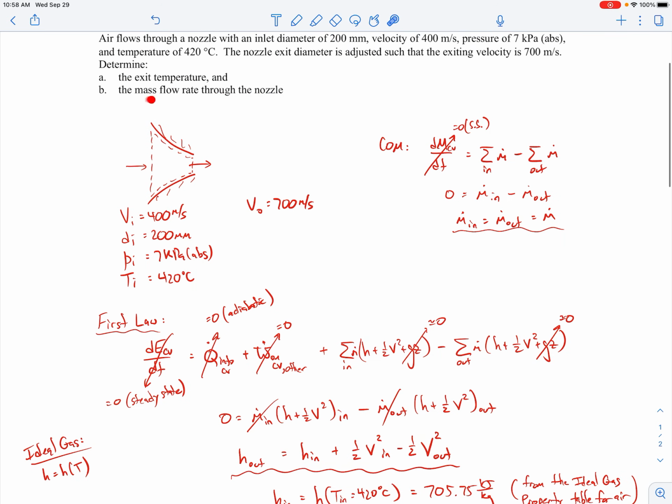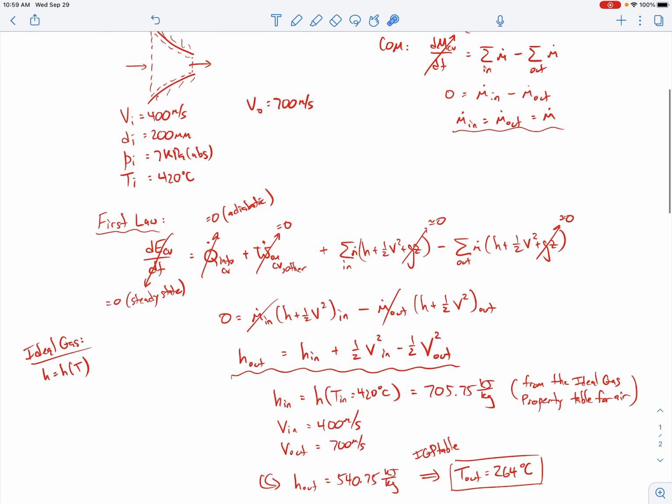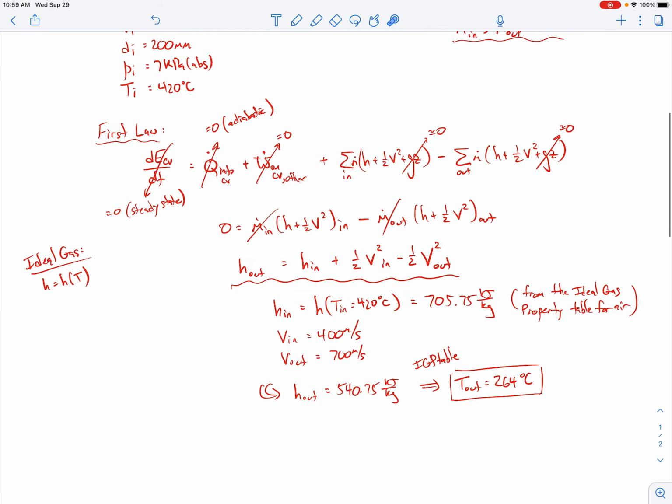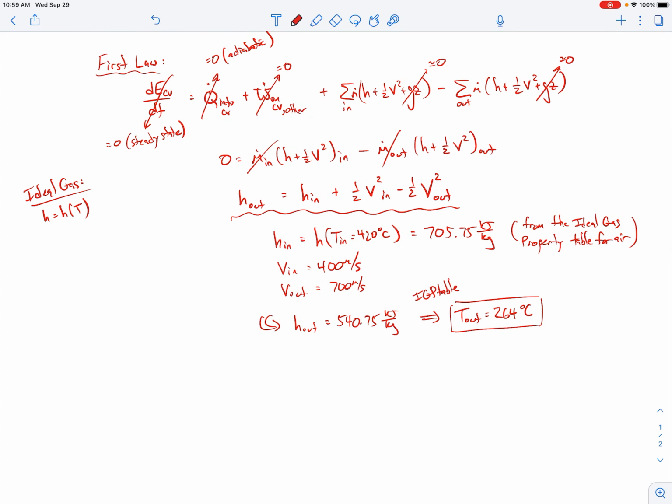Okay, so the next part of the problem is to find the mass flow rate through the nozzle. To do that, I'll just find the mass flow rate at the inlet. It'll be the same mass flow rate at the outlet, but the reason I'm choosing the inlet is because I know the velocity there and I know the diameter. Assuming it's a circular inlet, since it's a diameter, it's reasonable to assume it's a circle, I know the area. And then if I know the pressure and temperature, I should be able to get the density from that. Okay, so let's go ahead and write that out.